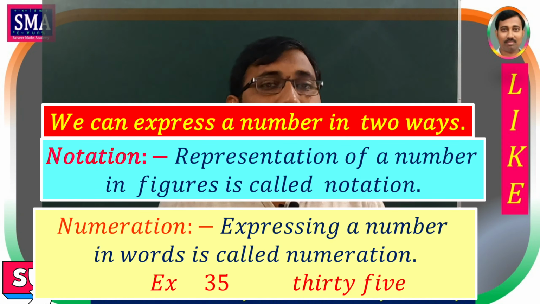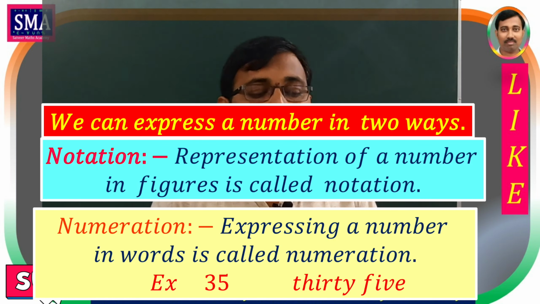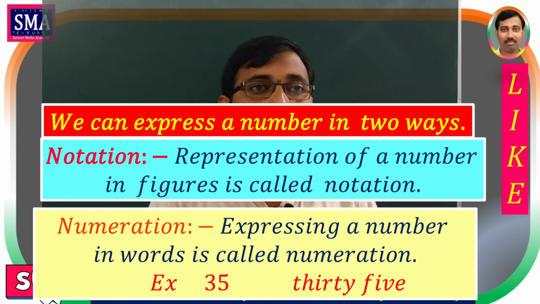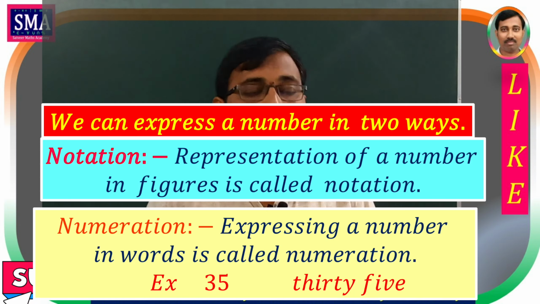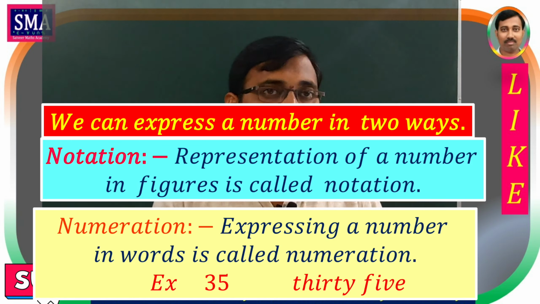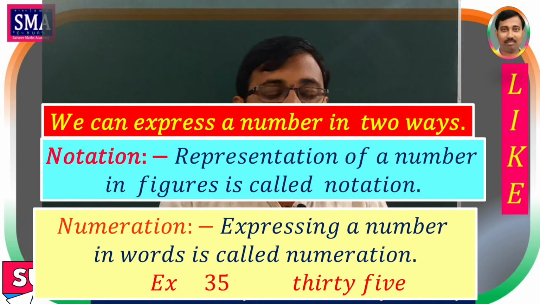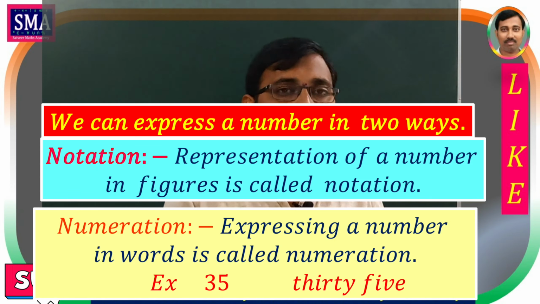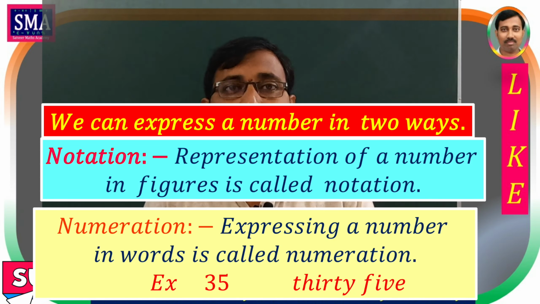What is notation? Representation of a number in figures is called notation. Numeration: expressing a number in words is called numeration. 35 in words is thirty-five, so 35 expressed in words is called numeration. Sometimes numbers are expressed in words, sometimes in figures.